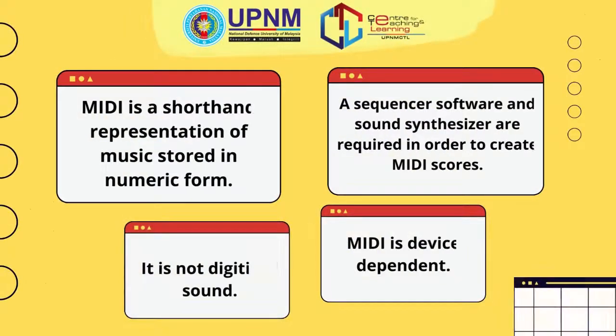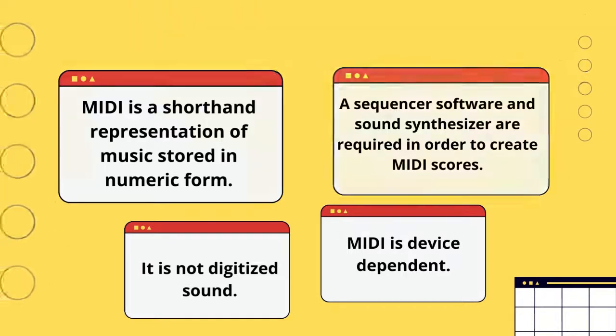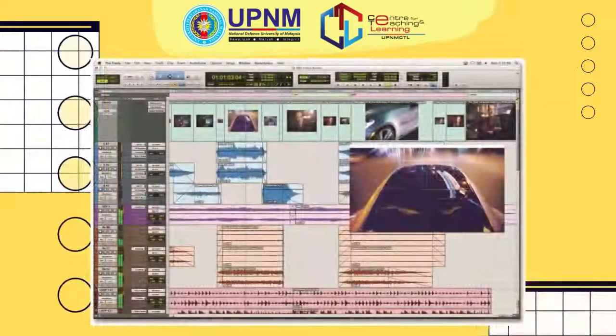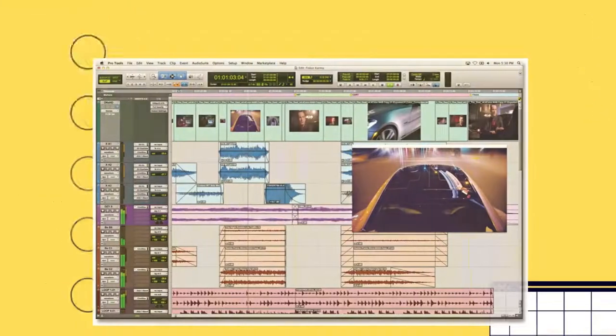MIDI is a shorthand representation of music stored in numeric form. It is not digitized sound. A sequencer software and sound synthesizer are required in order to create MIDI scores. MIDI is device-dependent. Sequencer software allows you to record, edit, and save music generated from a MIDI keyboard or instruments and blend it with digital audio.